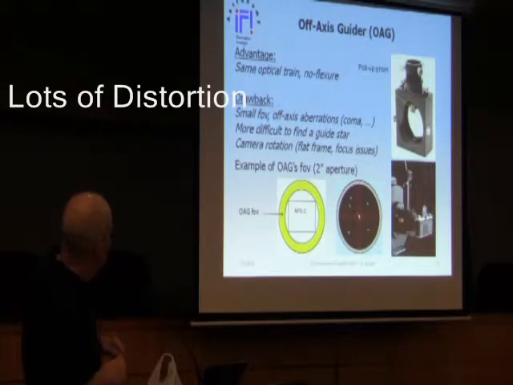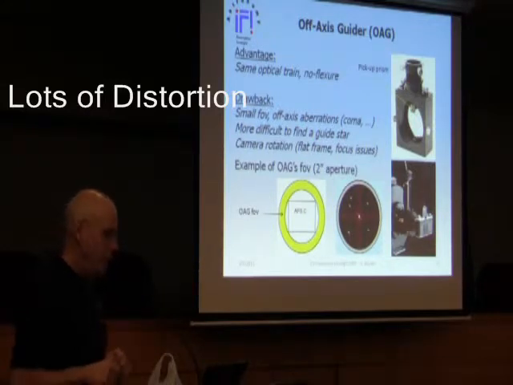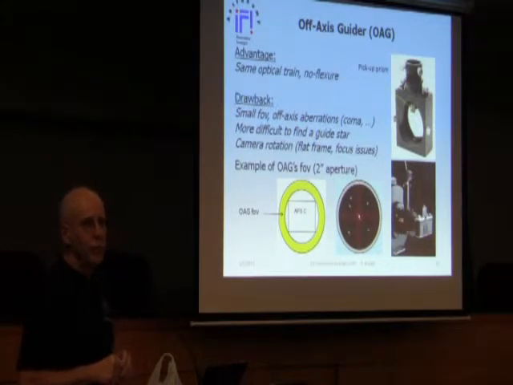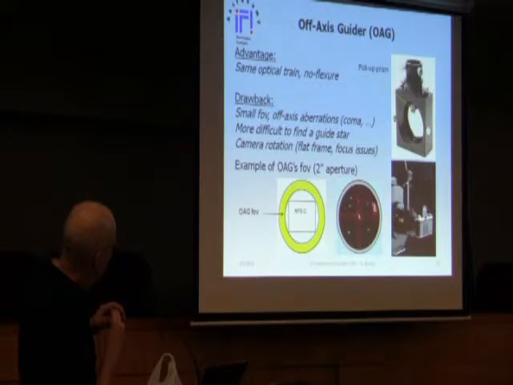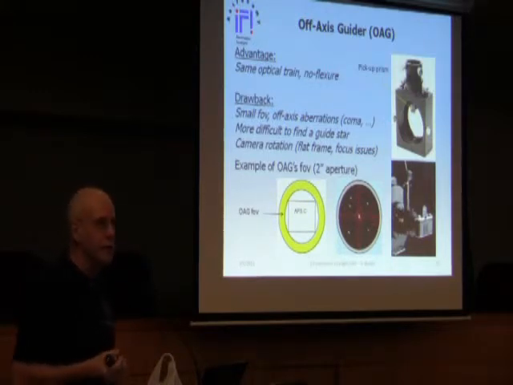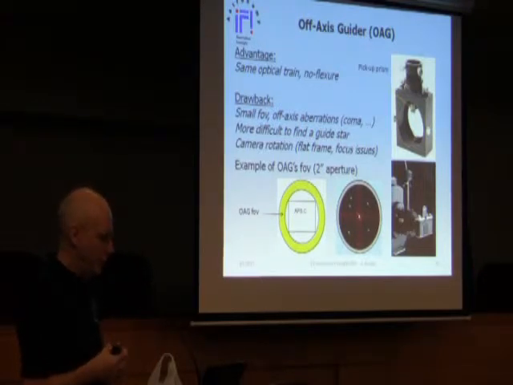And the other drawback, for some scopes at least, is you may have a lot of distortion. Coma will be a typical problem. And you see the guide star will look like that, more like a UFO than a star. And that makes the problem even more complex to find a good guide star in terms of enough energy on a small area.